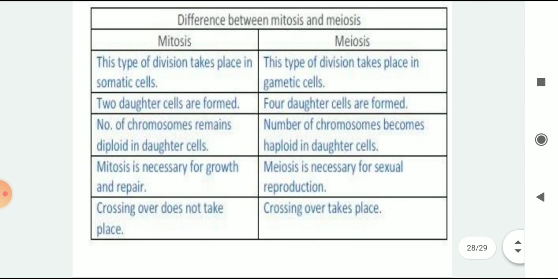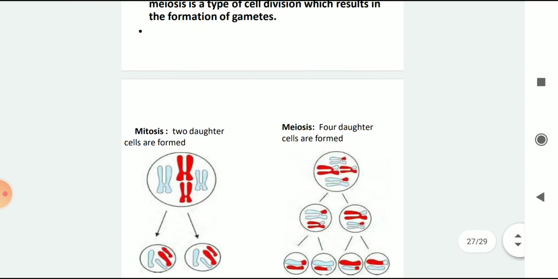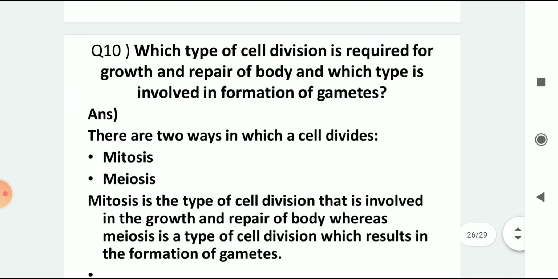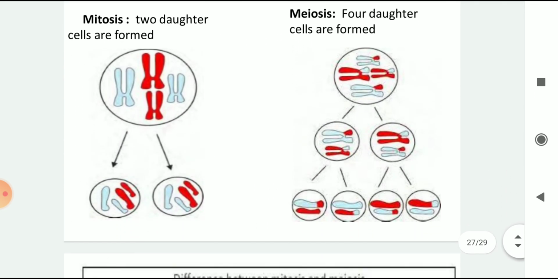So the basic thing is that mitosis takes place in the somatic cells and it is required for growth and repairment of our body, and meiosis takes place in the gametic cells or reproductive cells. Here 4 daughter cells are formed. Okay, now moving ahead, I think all questions are completed. Now when you answer question number 10, please mention this diagram too, that 2 daughter cells are formed through mitosis and through meiosis 4 daughter cells are formed. Please mention this diagram too.